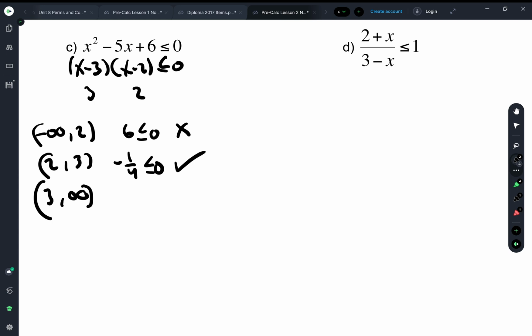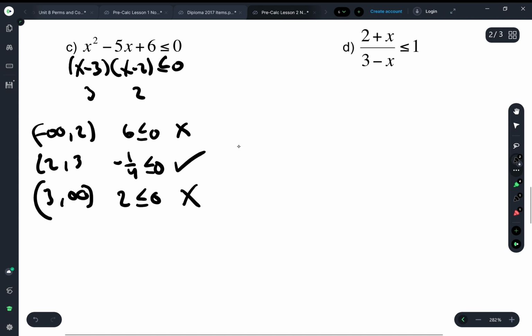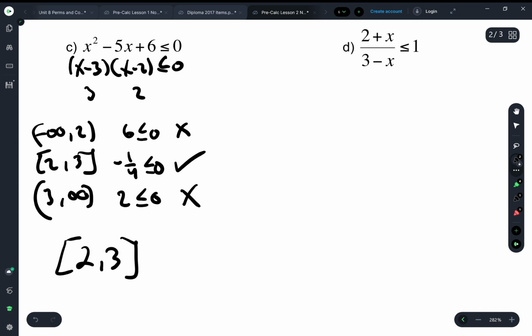Then we try 4, 16 minus 20, negative 4, so I get 2, less than or equal to 0. It is not. So your answer for this one is just, sorry, it should be equal to, so these should be closed brackets. So 2, 3, closed brackets is your solution for that one.